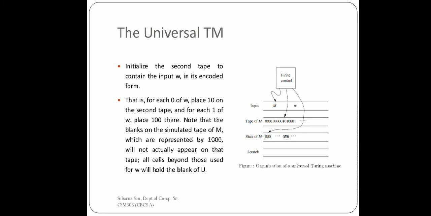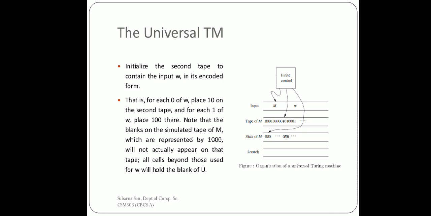So for 0, what is the representation? X1. So how many zeros will be there? Only one 0, right? That's why 1 0 for 0. For 1, what is the representation? X2. So how many zeros should be there? 2 zeros, right? So it will be 100. If it is a blank, what is the representation? X3. That means how many zeros will be there? 3 zeros. That's why 1000.